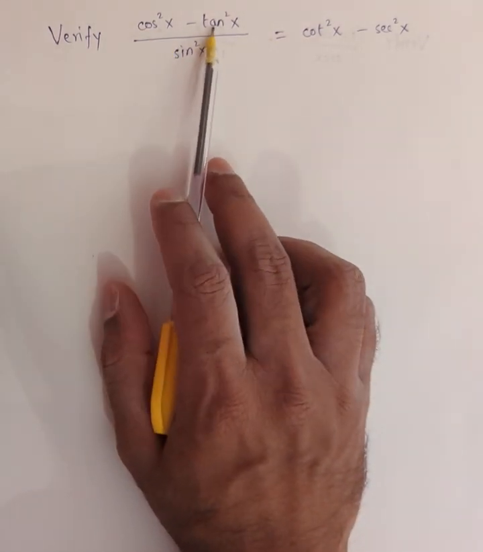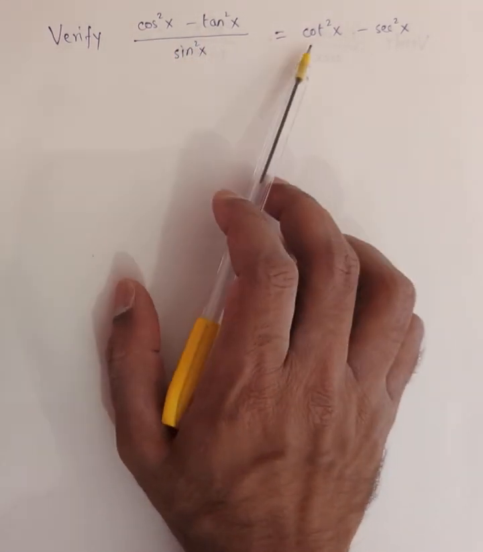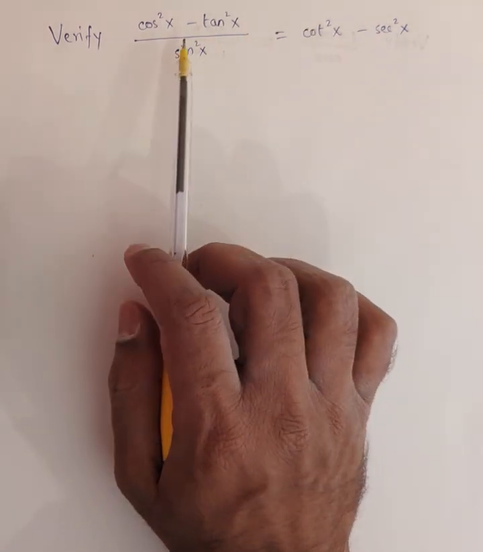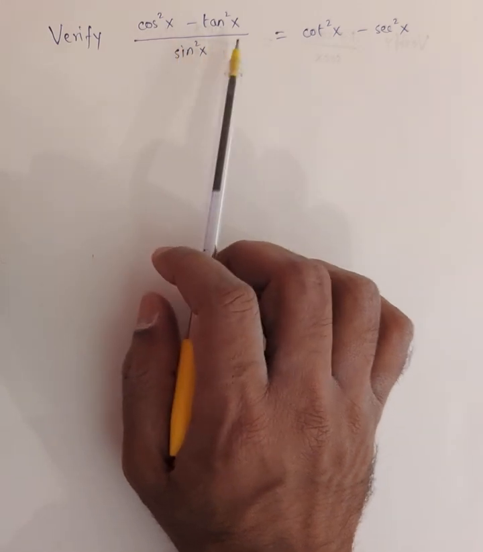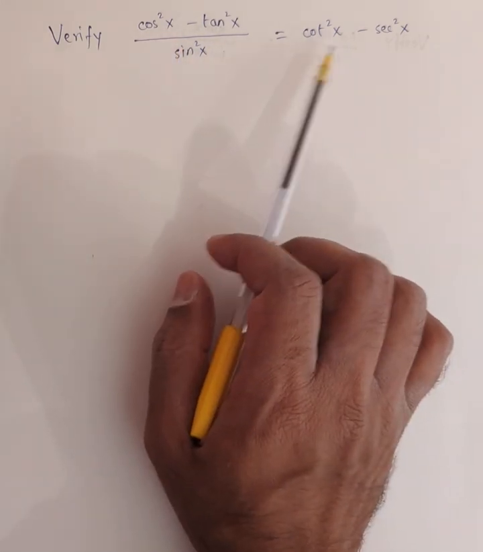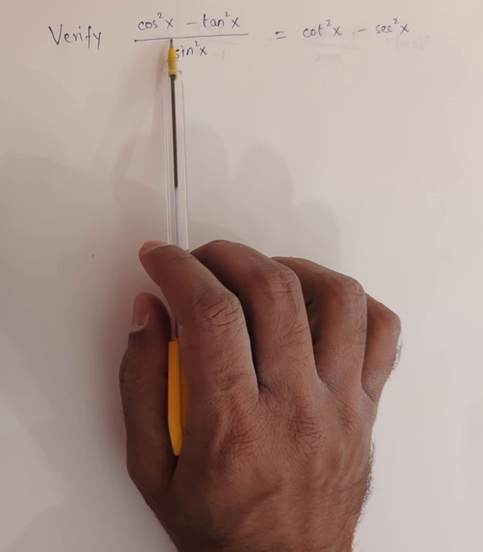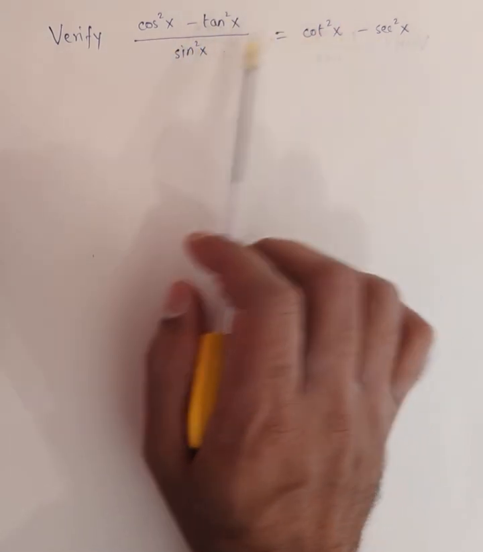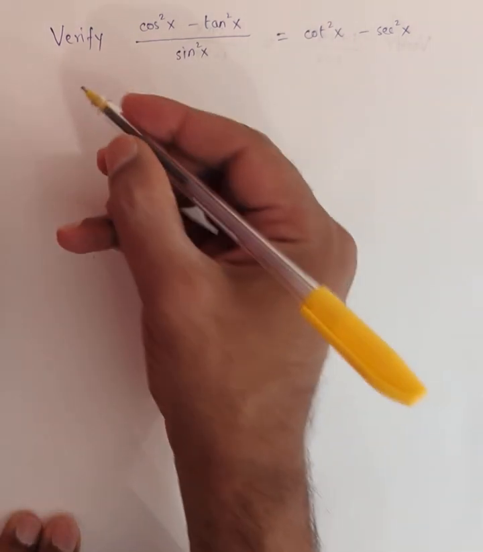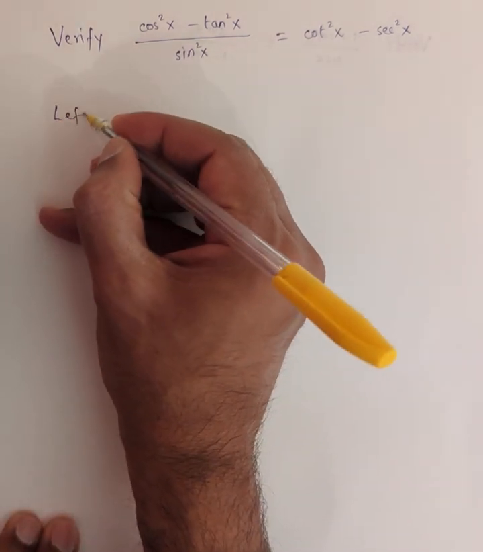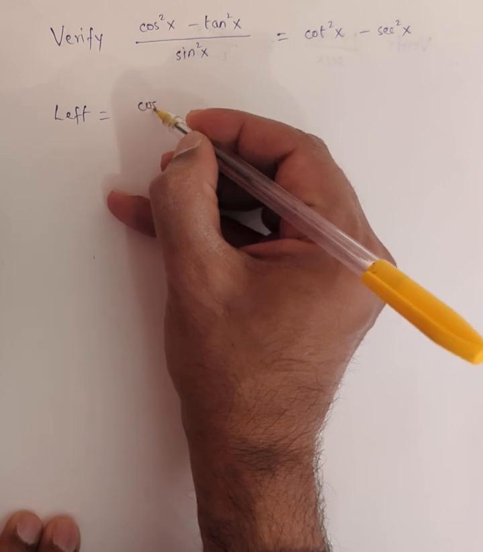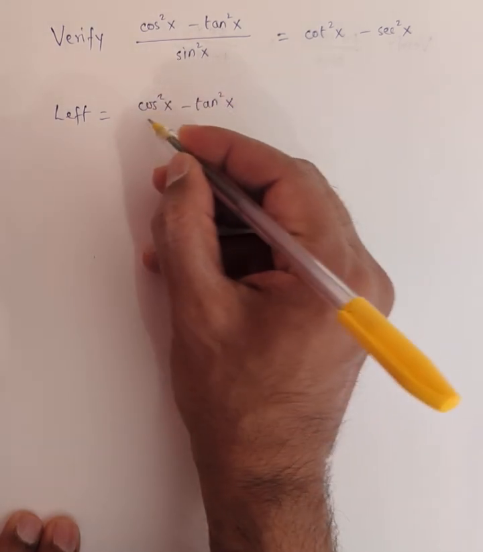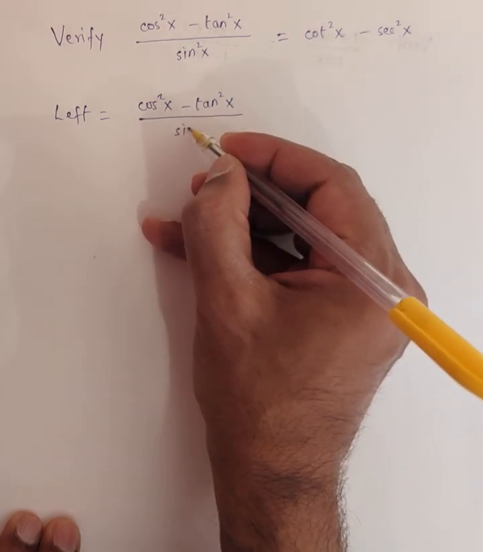Verify cos square x minus tan square x over sin square x equals cot square x minus secant square x. Now, it's better to convert everything to sines and cosines, which means if I want to start on the left side and I want to arrive on the right side, let's try to see if we can do that. So, copy the left side: this fraction where the numerator is cos square x minus tan square x, over sin square x.